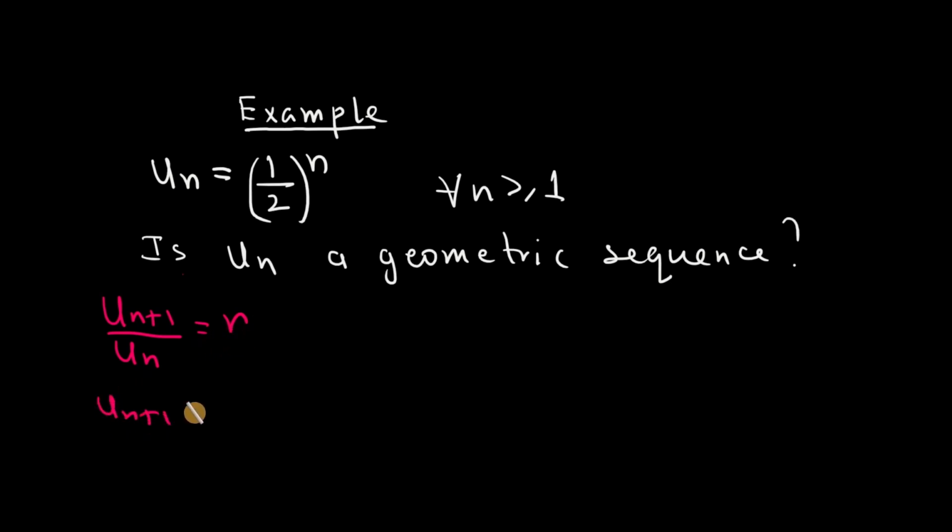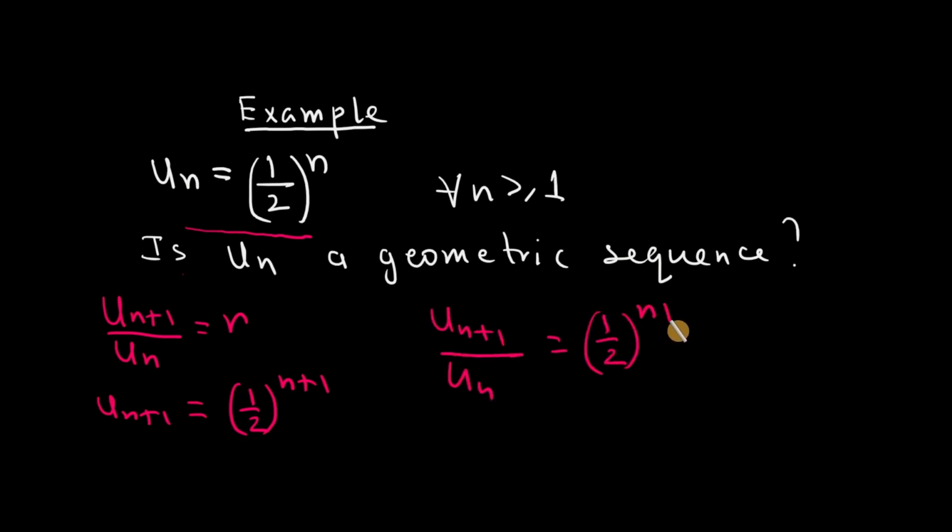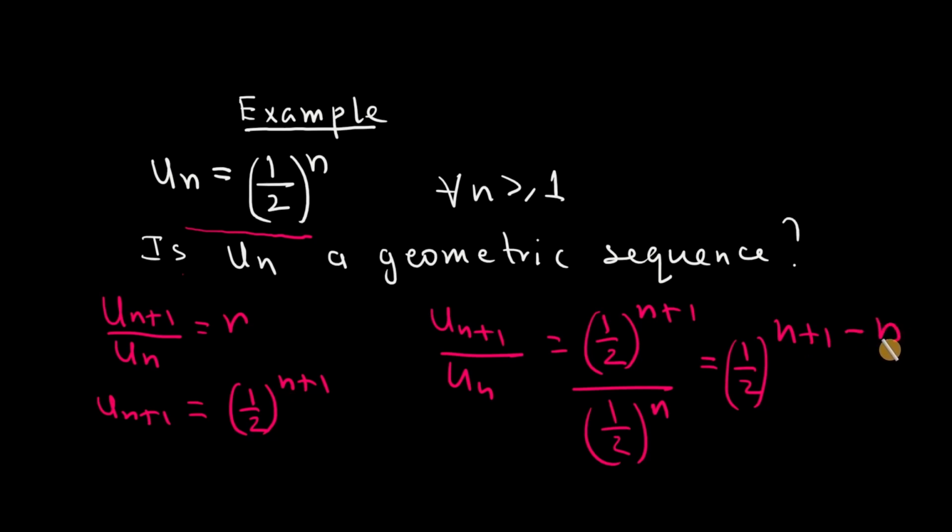Un plus 1 is equal to half to the power n plus 1. Anywhere I see n, I put n plus 1. But un is equal to half to the n. Now, un plus 1 over un is equal to half to the power n plus 1 all over half to the power n, which is equal to half to the power n plus 1 minus n. From indices, n minus n is 0, which is equal to half to the power 1, which is half. Now, we have seen that un plus 1 over un is equal to a constant, half. Therefore, un is a geometric sequence.